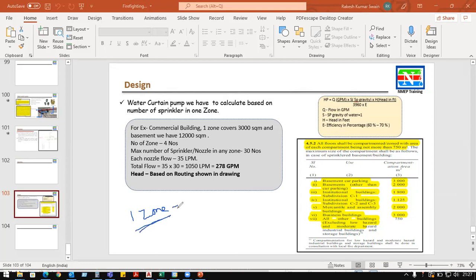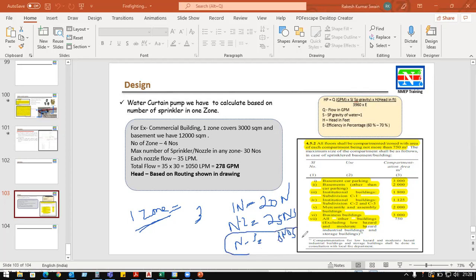Okay, how many nozzles are there? For example, we have 5 zones, or consider we have 3 zones. Okay, in zone 1 we have 20 nozzles. Zone 2, we have 25 nozzles. Zone 3, we have 35 nozzles.